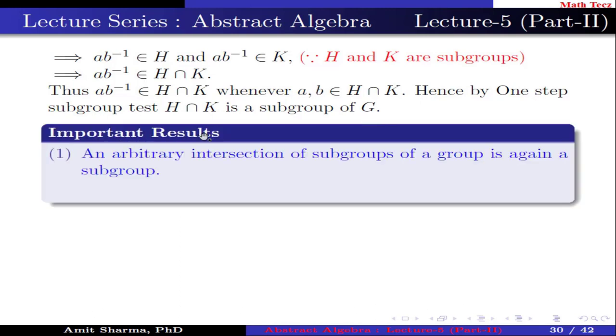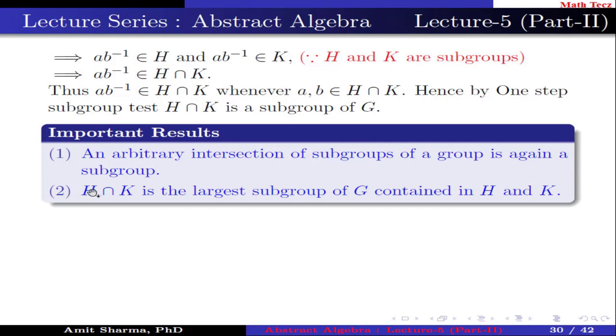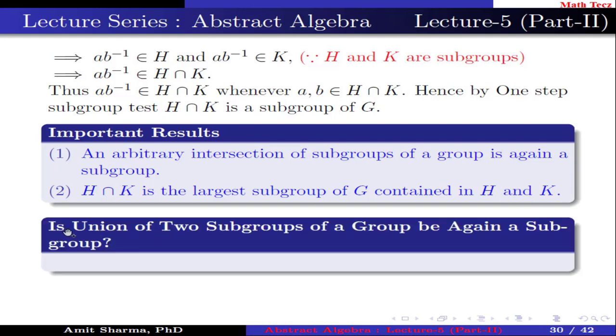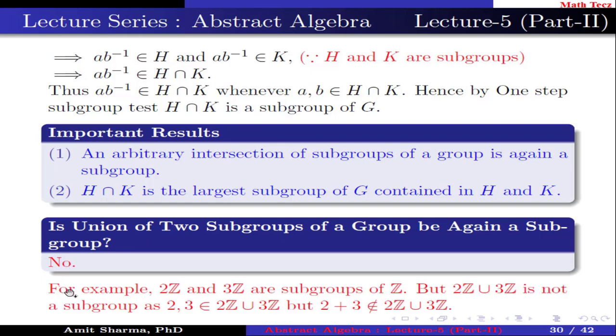Important results. Number one, an arbitrary intersection of subgroups of a group is again a subgroup. Number two, H intersection K is the largest subgroup of G contained in H and K. Next, is the union of two subgroups of a group again a subgroup? The answer is no. For example, 2Z and 3Z are subgroups of Z, but 2Z union 3Z is not a subgroup, as 2, 3 belong to 2Z union 3Z, but 2 plus 3 does not belong to 2Z union 3Z.